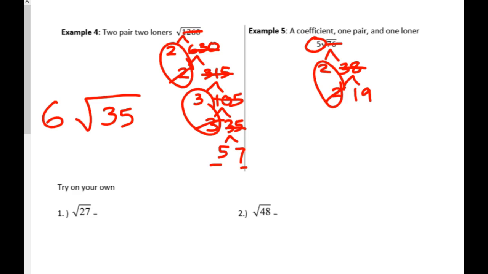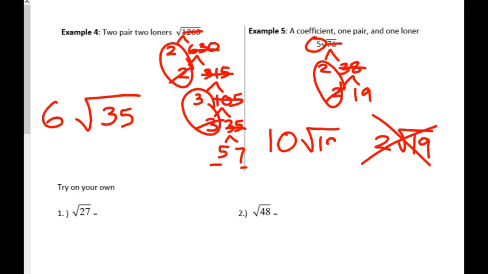Now, here's how people do this wrong. They say, hey, look, there's a 2 and a 19, and I'm done. Wrong. That 5 matters, right? So if the 5 is already out, and then the 2 goes out, 5 and 2 multiply. So yeah, you do get 10 square root of 19. Say what? Okay. So do you see the idea? 5 is already out, 2 went out, 10. Okay? And then the 19 stays there as a loner.